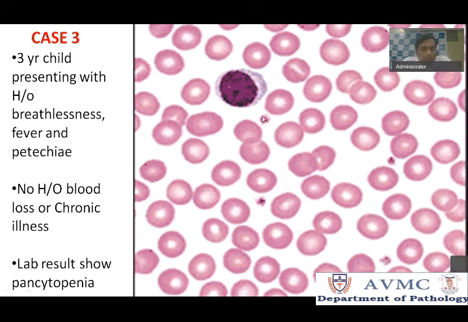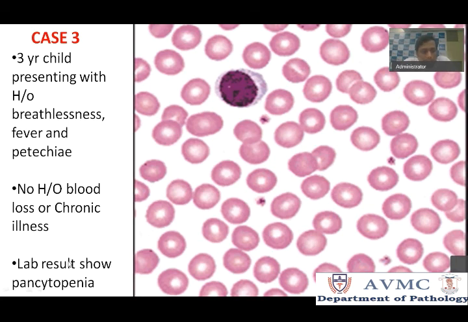Now let's go for the third case, shall we? This is a 3-year-old child who presented with breathlessness, fever, and petechiae. Petechiae, you know, right? They are small punctate dots on the skin surface, because of extravasated blood. This patient had no history of any blood loss, and there was no chronic illness.